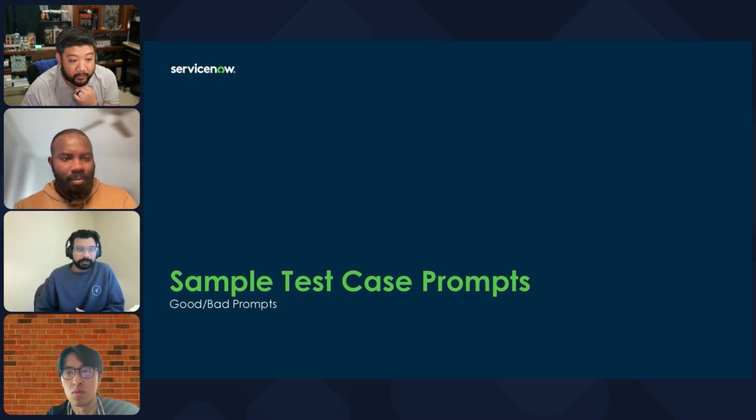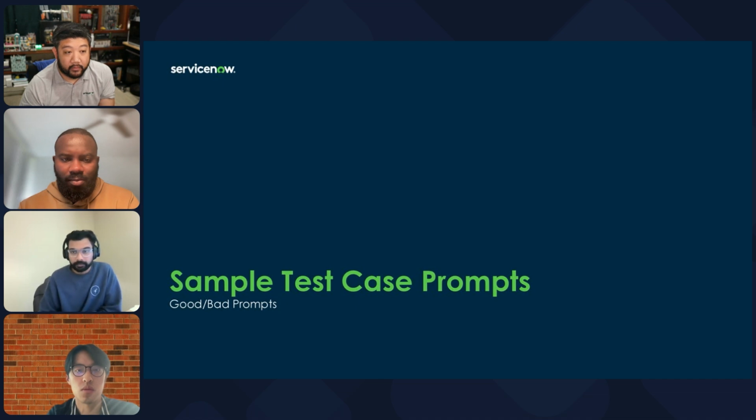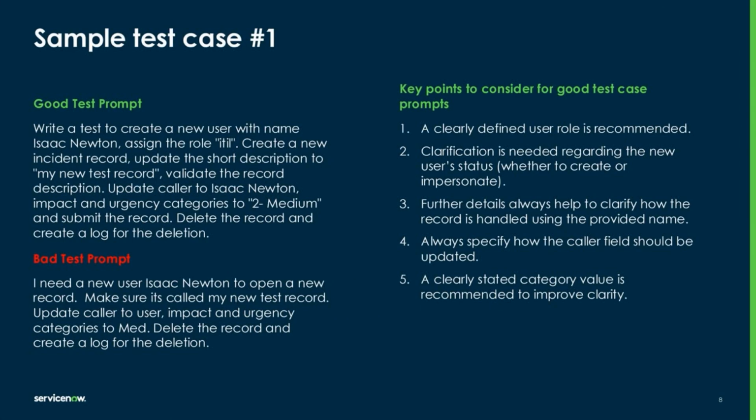Now that we've finished the demo, we've seen how to use the product itself. I want to take you through a few of the test prompts that make this work well for you. Here's an example that we just went through already. I did a test to create a new user with the name Isaac Newton. In this case, assign the role, create a new record, change the short description, and update the urgency and impact categories.